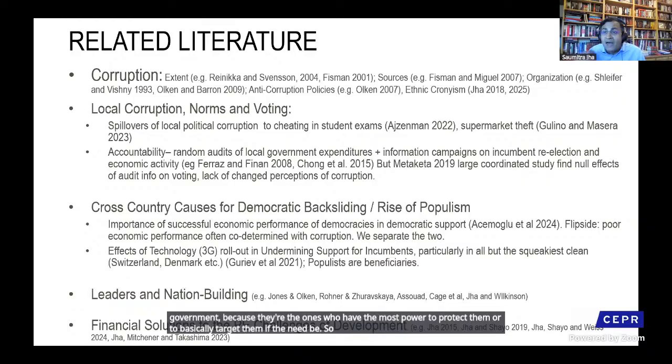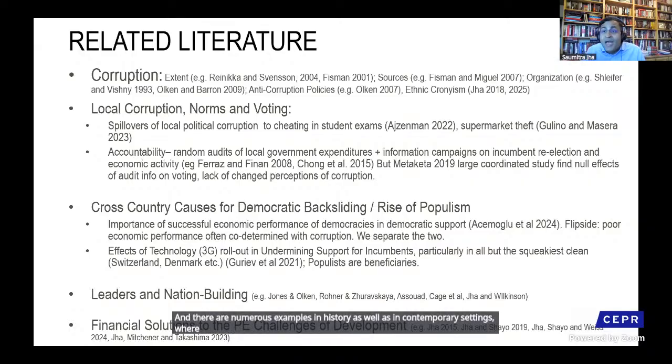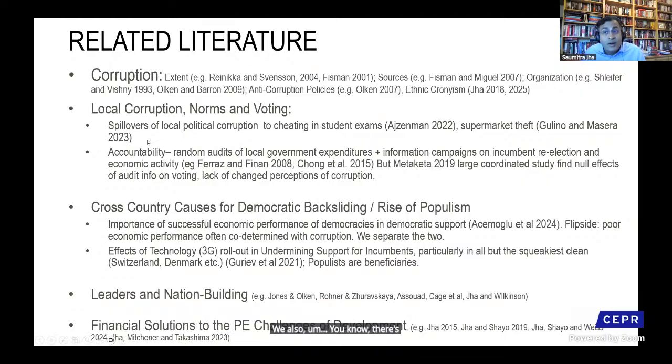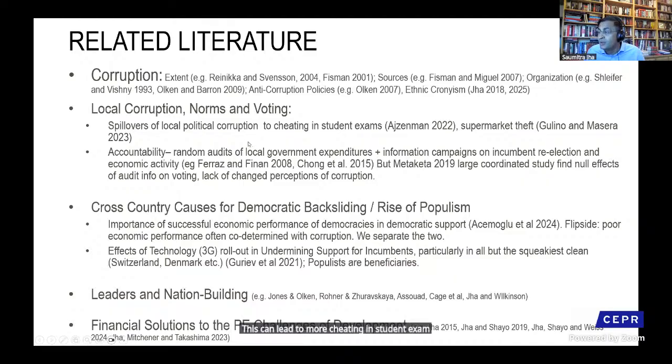So you see these patterns of ethnic cronyism develop, and there are numerous examples in history as well as in contemporary settings where these feedback loops between ethnic diversity and corruption occur quite significantly and quite commonly. There's also literature focusing mostly on corruption at the local and regional level, which found that if you see evidence of local corruption in the municipality, this can lead to more cheating in student exams. It can lead to even more supermarket theft.